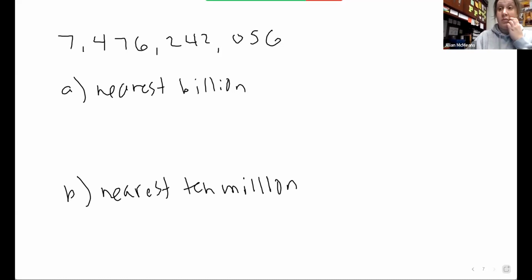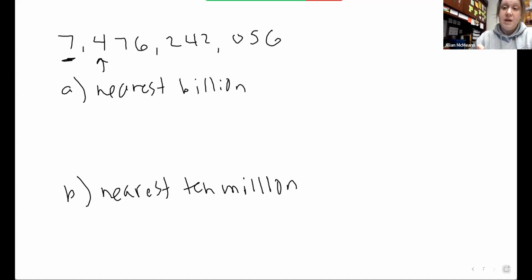So let's look at the billions place first. Starting with the 6, we're in the ones place, then the tens place, then the hundreds place, then we've got a comma, thousands, 10,000s, 100,000s, comma, millions, 10 millions, 100 millions, comma, and then we have the billions. So the 7 is in the billions place, but we're going to look one digit to the right of that, which is a 4.